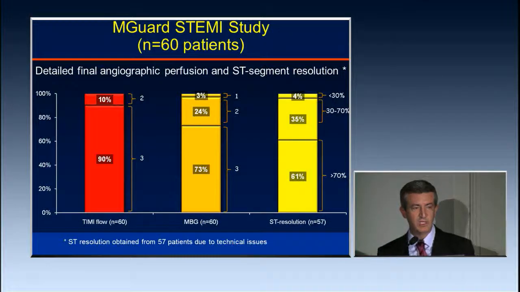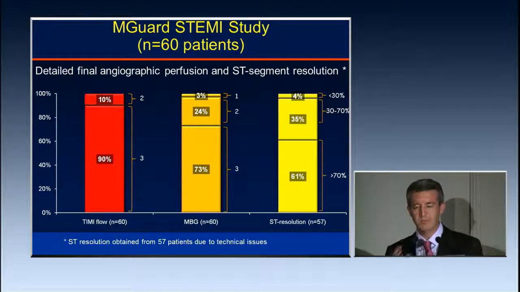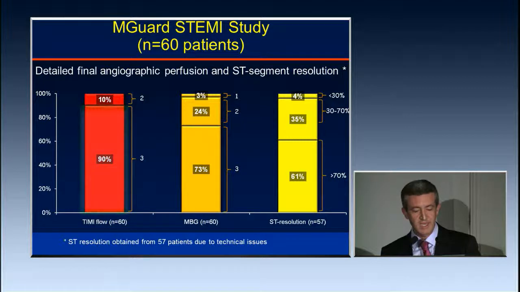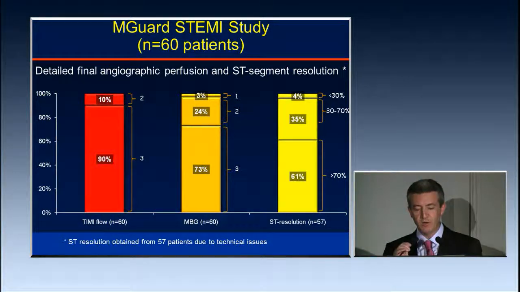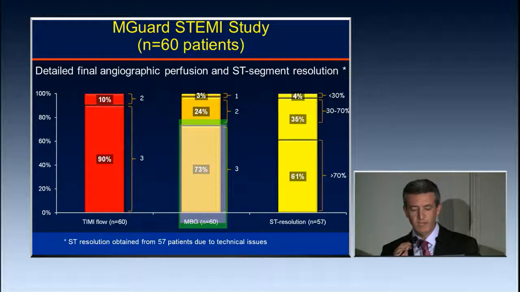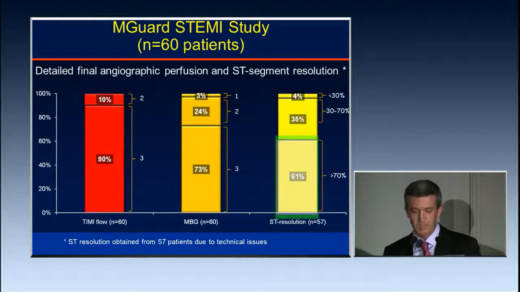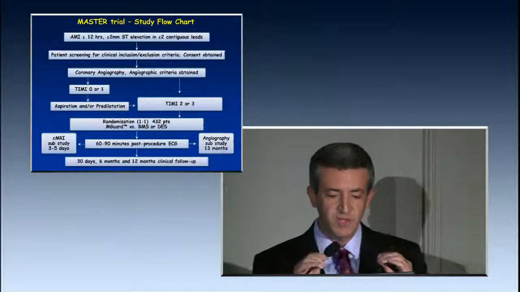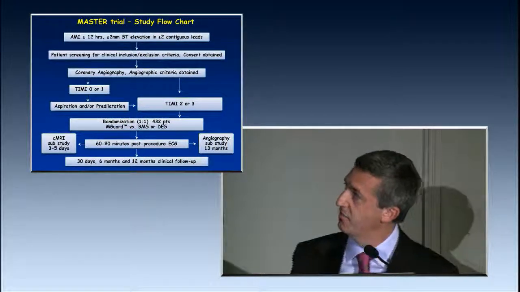I'm sure everybody is aware of some preliminary data that we can use as a rationale to design the MASTER trial, coming from Darius Dudek, with 60 patients using the MGuard stent for ST elevation MI. You see that most of the patients, 90%, got TIMI-3 flow, myocardial blush normal in more than 70%, and the great majority had ST resolution. So without any further ado, this is the design of the MASTER trial.